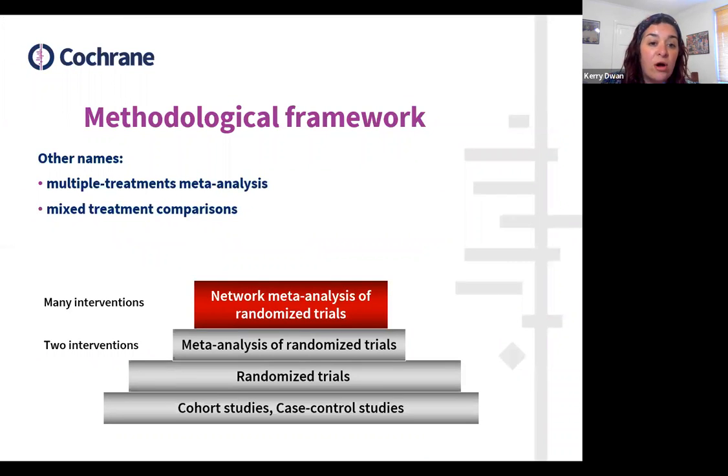So looking at the hierarchy of the evidence, we have non-randomized studies, then we have randomized trials, then systematic reviews with meta-analysis, and then network meta-analysis of randomized trials. Other names for network meta-analysis in the literature include multiple treatment meta-analysis and mixed treatment comparisons.